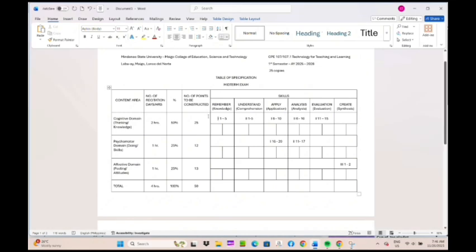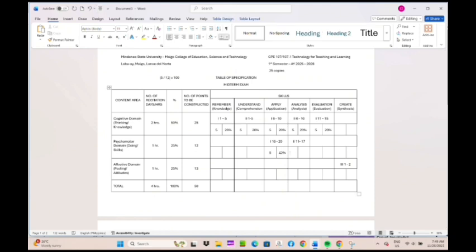And then let's total the number of items in each content area on the different levels of the domain. Then compute the percentage based on the number of points to be constructed. For instance, in remembering, 5 divided by the number of points to be constructed, which is 25, equals 0.2 times 100. So the percentage of remembering questions, 5 items, is 20%, and so on for the other levels of the domain.